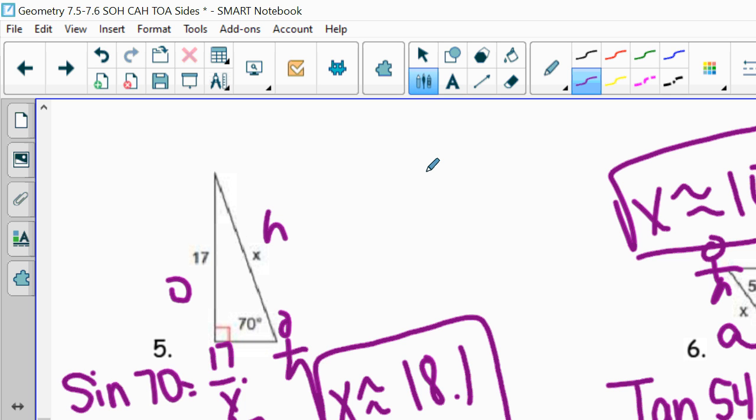Okay, so that's our first day looking at trig functions using SOH CAH TOA. Your homework is the 7-5-7-6 ratio and side worksheet. Our next lesson will be finding the angles using our trig functions. So today we focused on finding the sides.